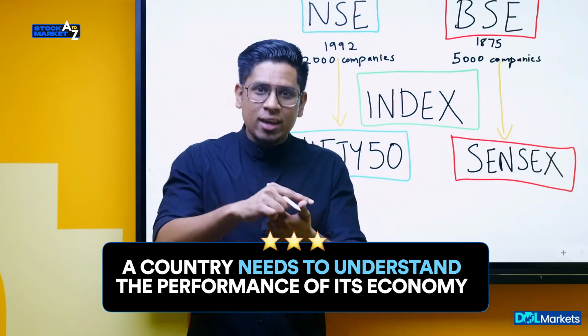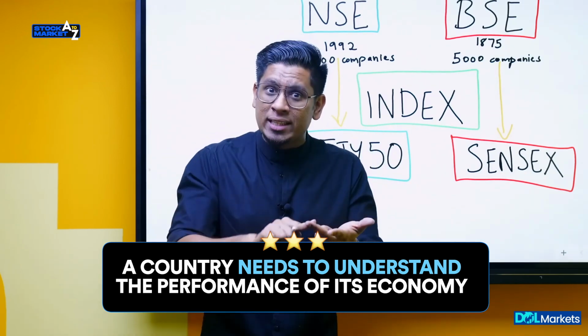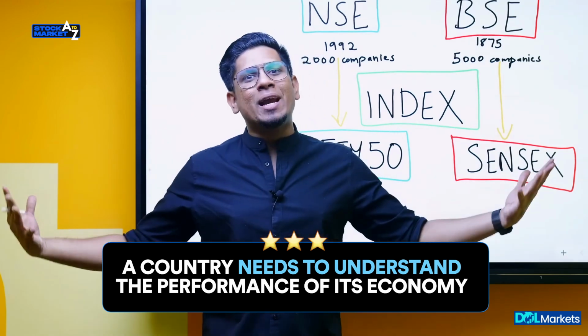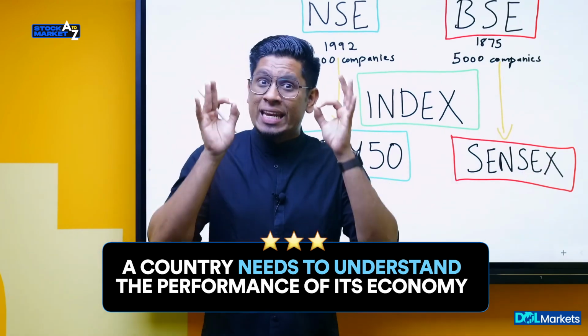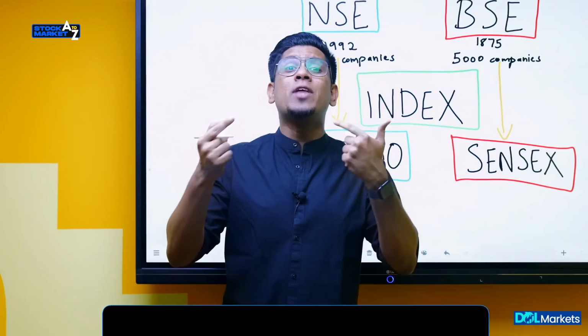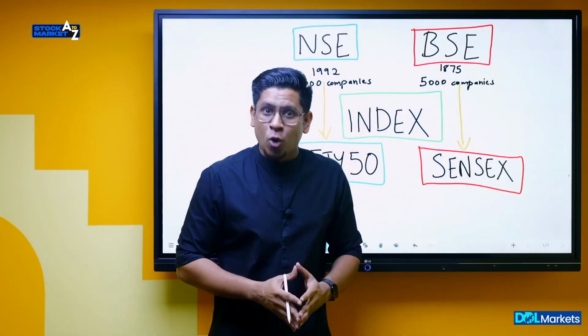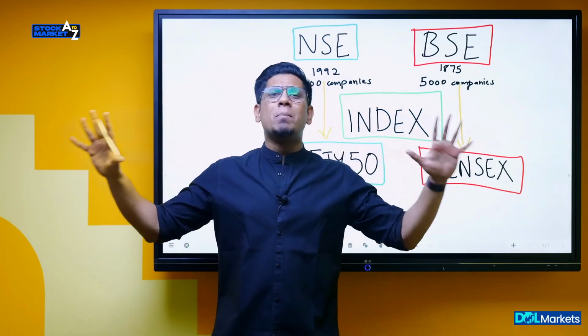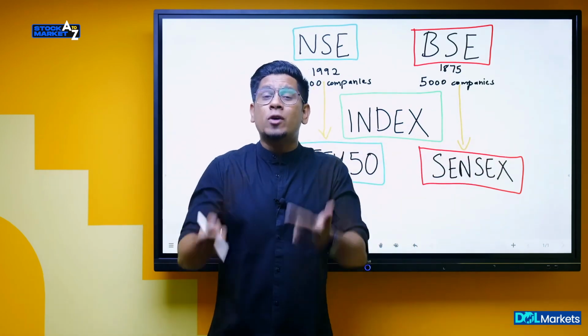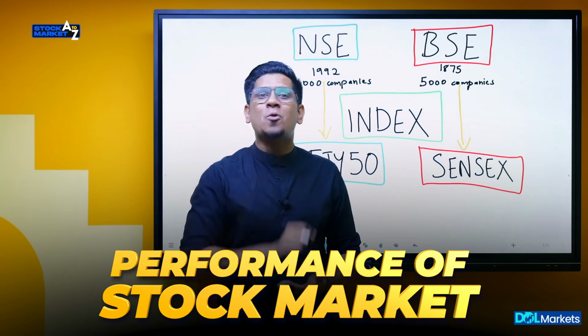Correct? A country, the companies in it, its politicians, the government, the common people, everybody, we need to understand the performance of the economy. Correct. Now, in order to understand the performance of the economy of a country, there are multiple numbers available out there, out of which one is the performance of the stock market.